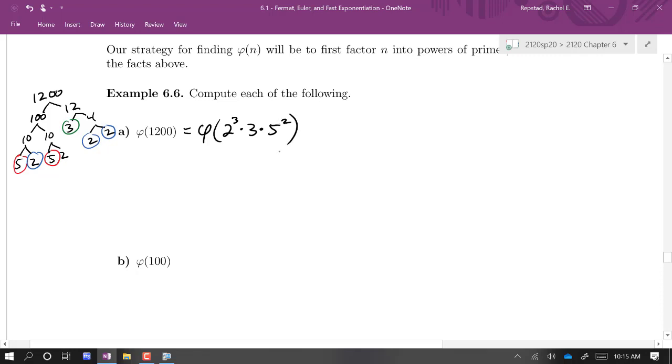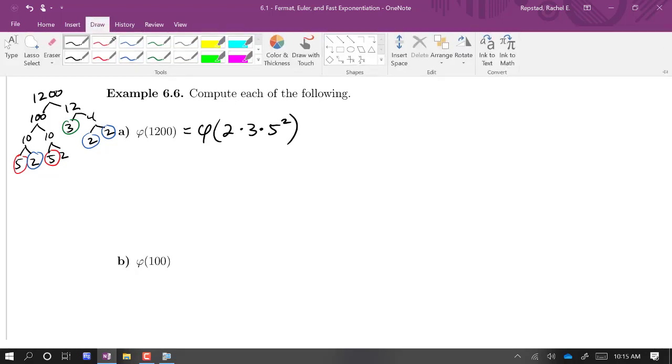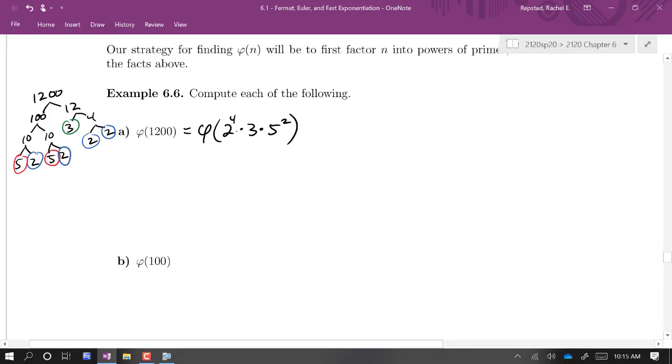There's its prime factorization. Now, 2 cubed, oh, you know what? I missed a 2 here. Hold on. That's 2 to the 4th. Okay. 2 to the 4th times 3 times 5 squared. So 2 to the 4th, 3, 5 squared, these are all relatively prime to each other. This is why we want to make sure we factor all the way down to primes, get the prime factorization, because then we can use that second result that says I can split up this function over multiplication. So I've got phi of 2 to the 4th times phi of 3 times phi of 5 squared.